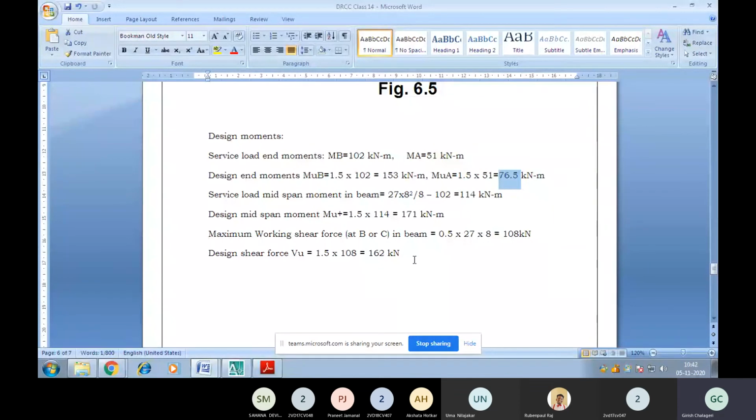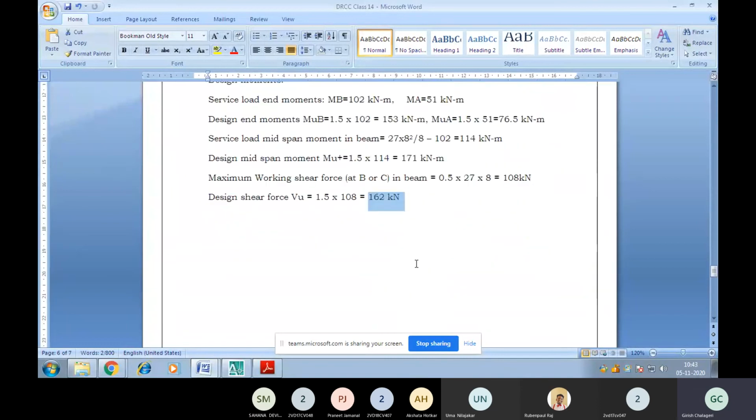Now coming to the shear force at B and C, as told, when we design for the column, that is WL by 2. So W is 27, L is 8, divided by 2 is nothing but you multiply by 0.5. We get 108 as the shear force at the junction at B and C. Multiplied by 1.5, we get the factored 162 as the load over the column, which we need to consider when we design the columns.